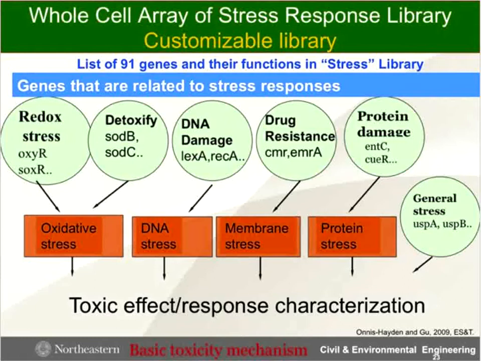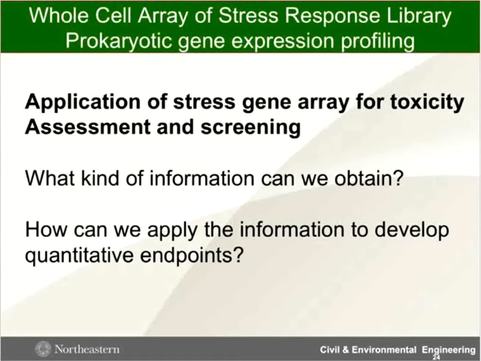Then we use this library to screen different materials. Basically, this library would just tell you what type of stress response the cell has to the exposure of a toxicant. And like I mentioned earlier, the specific categories you're focusing on relate to oxidative stress, DNA damage, membrane stress, or protein stress, which are actually the commonly recognized, basic toxicity mechanisms. So we can zoom in and focus just on those.